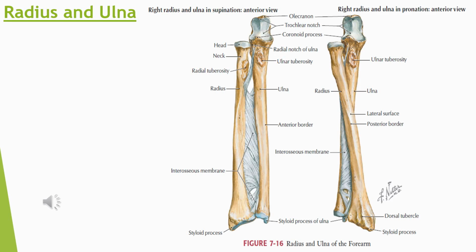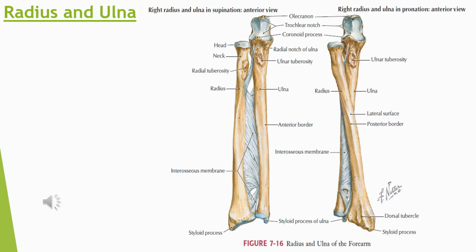Then we move inferiorly, where there are not many features of the radius, and just at the inferior aspect on the lateral side, you can see something known as the styloid process. It's just a process on the lateral side, and the ulna also has a styloid process, which is just a sticking out of the bone.